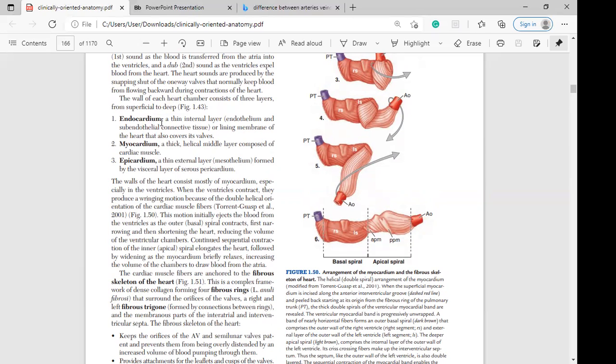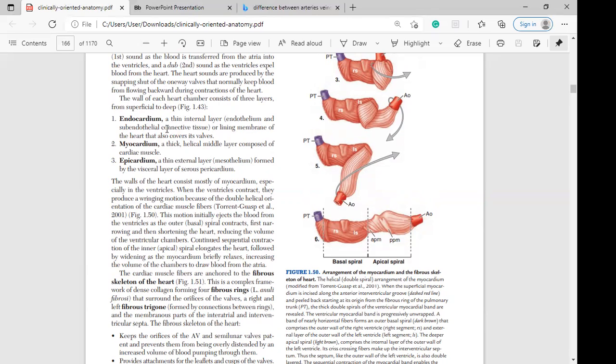They are the endocardium. So the endocardium is the internal layer, just like you had in the blood vessel where you had an intima. So the intima is just like the endocardium for the heart. For the blood vessel, it is intima. For the heart, it is endocardium. Now that endocardium contains endothelium and subendothelial connective tissue. Sometimes you also see a lining membrane of the heart that also covers the valves. But the major thing you see in the endocardium is the endothelium and a subendothelial connective tissue.